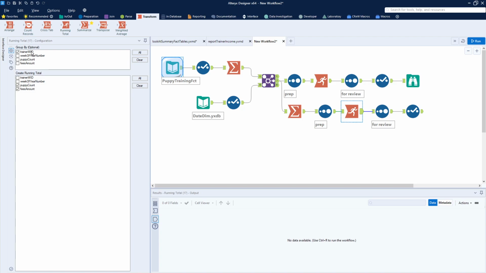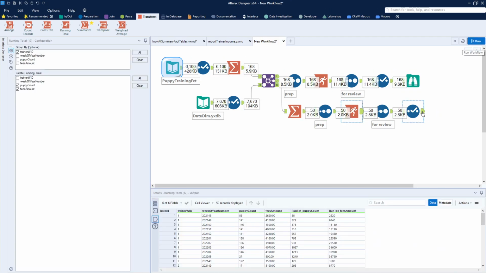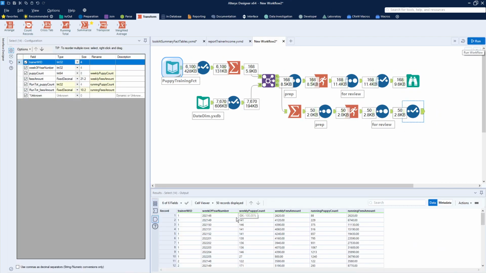So breaking this down by trainer, we'll go ahead and roll it up at each of the puppy counts and the fees amount. So that way I get my overall running total going through there. Go and take a look at what we have by running this as well. So now we have the week of the year and the running total cumulative, whatever it happens to be.